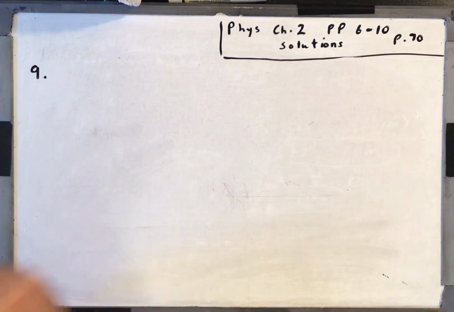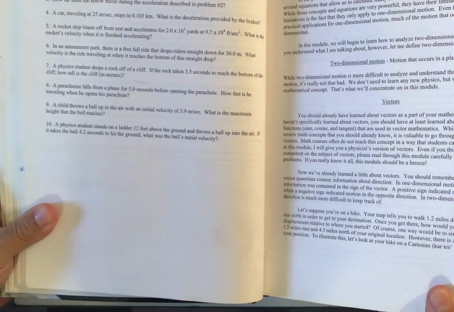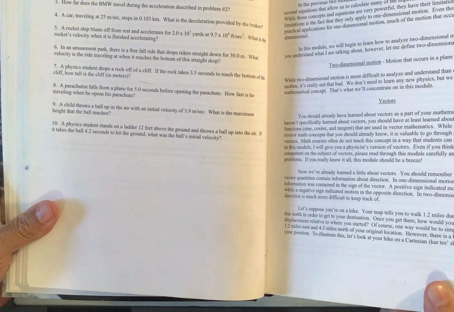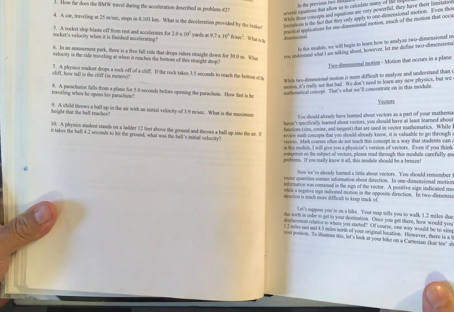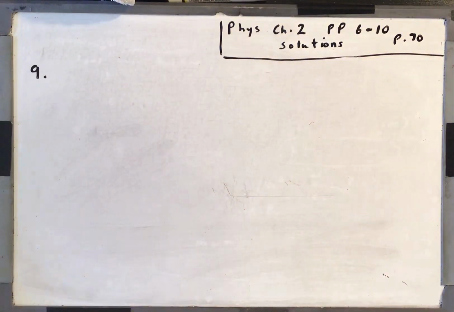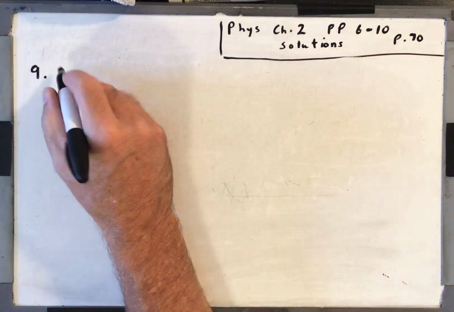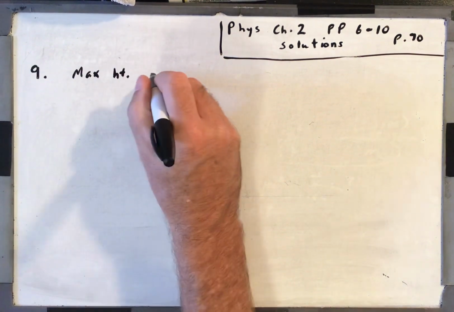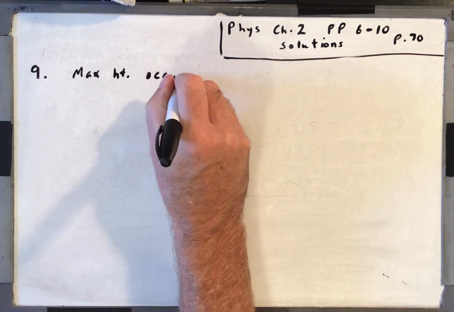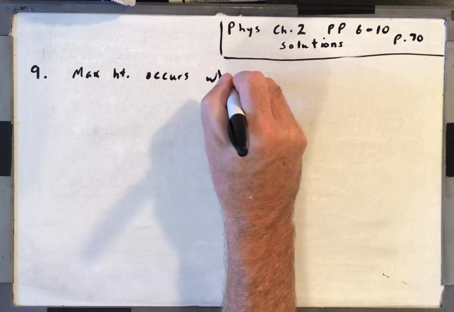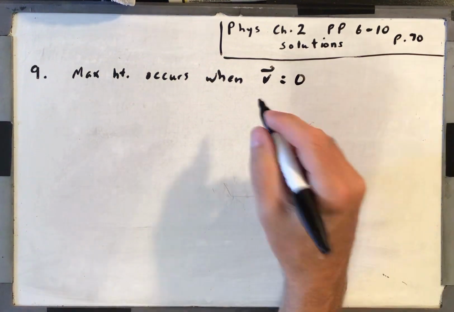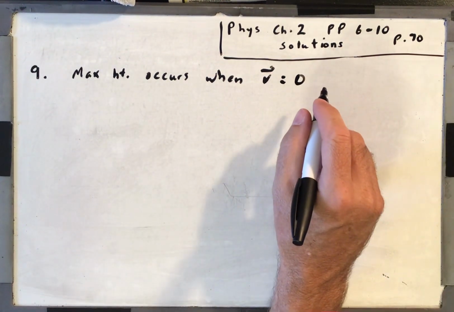All right, number 9 says, a child throws a ball up in the air with an initial velocity of 3.9 meters per second. What's the maximum height the ball reaches? All right, so you got to remember that max height occurs when the velocity is equal to 0.